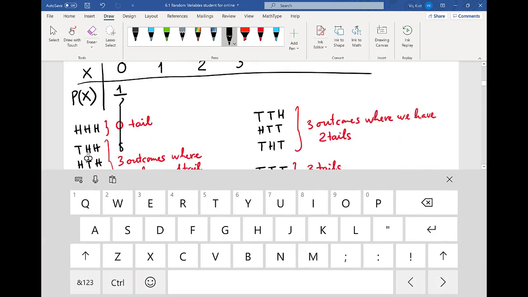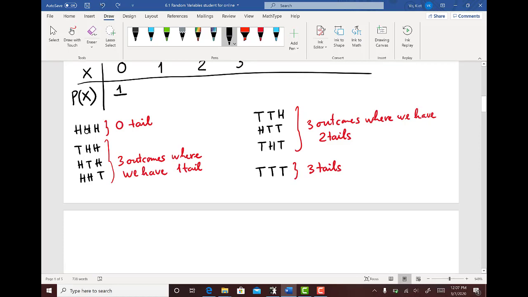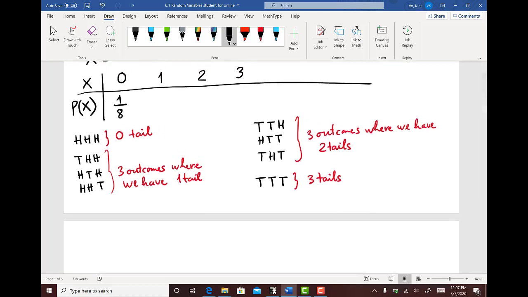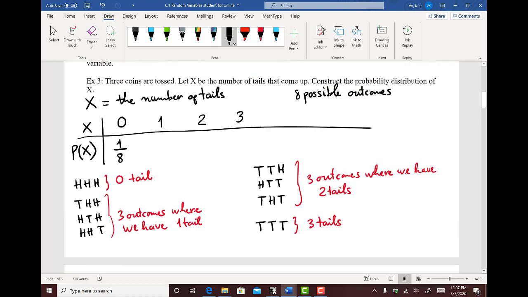Okay. And this is something that we have done in the previous chapter, on the probability chapter. So we have discussed how to do this before. So now we just apply what we learned from chapter 5 to do this question. Okay, so that's good. Now let's move on to what is the probability that we could get 1 tail.